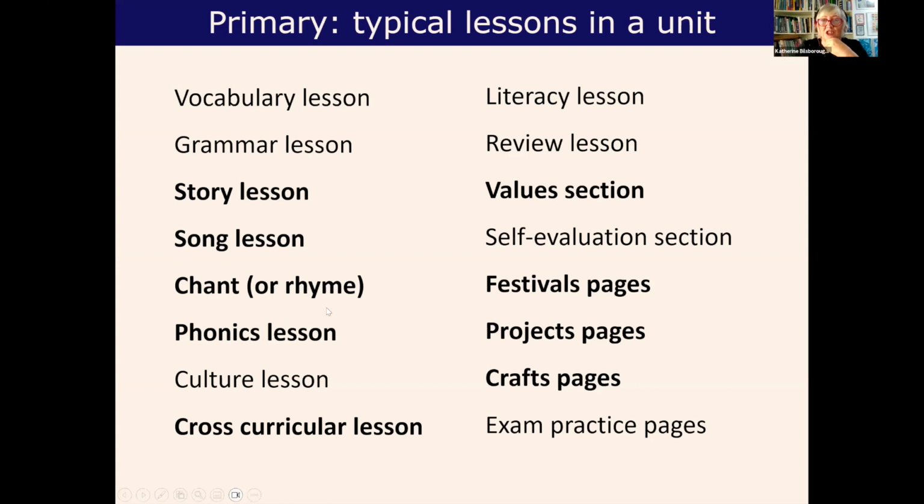Then we'll have a values section that might be a part of a page. Then at the back of the book, we might have festivals pages, projects pages, crafts pages, etc. Okay, that's just a kind of overview of what you might expect in a primary unit. Some of these things you will be used to writing, and some of these things might be new. And that's quite nice, isn't it? It's quite good to try out new things.